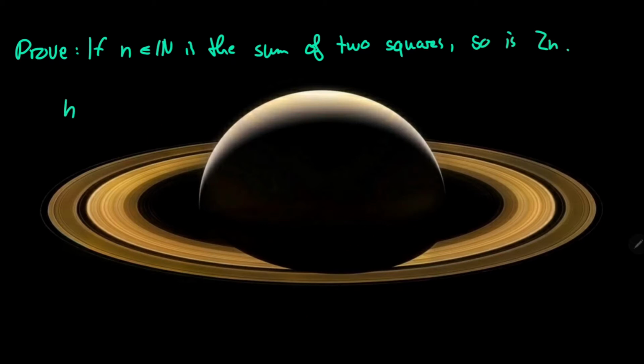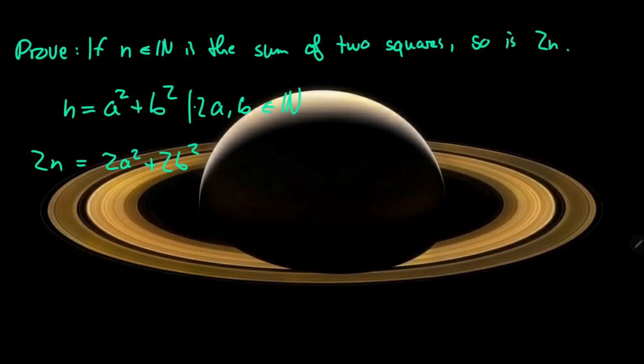So we are given an n, and we know that n can be written as a squared plus b squared, where a and b are in the natural numbers. And now we need to show that 2n can also be written as the sum of the squares of two natural numbers. So let's just go ahead and multiply both sides of this equation by 2, giving us that 2n is the same as 2a squared plus 2b squared.